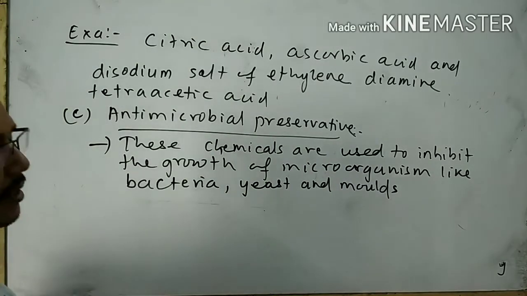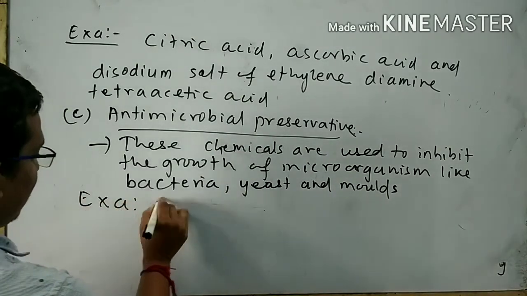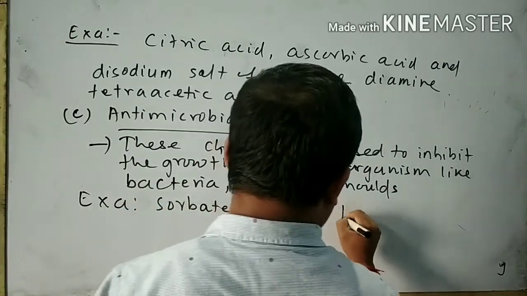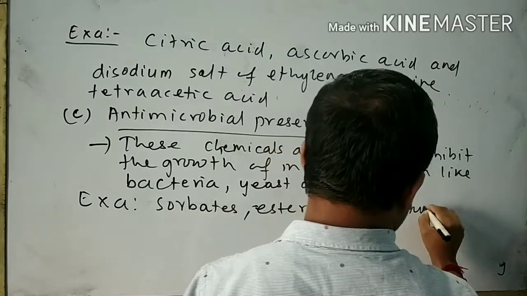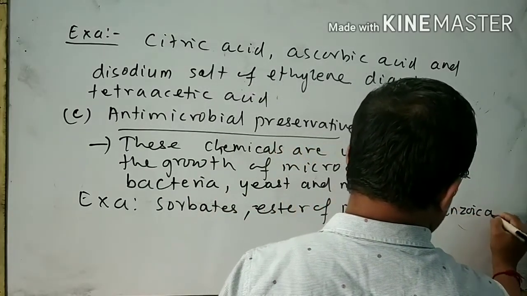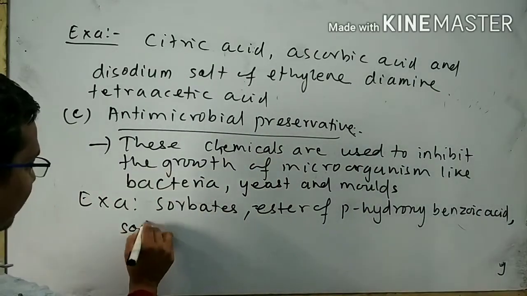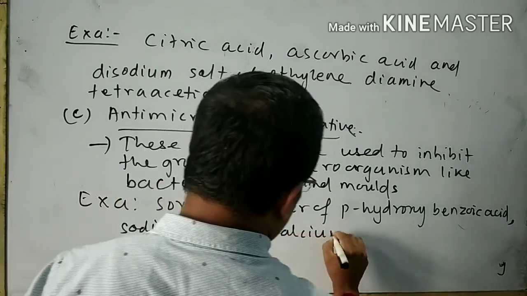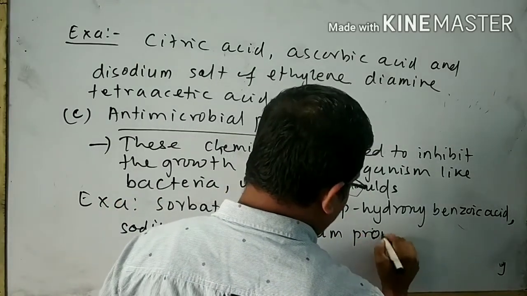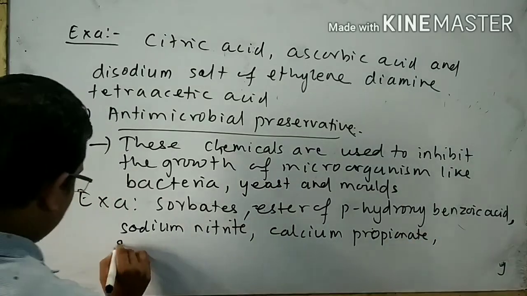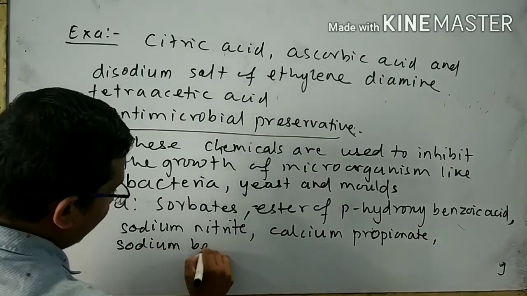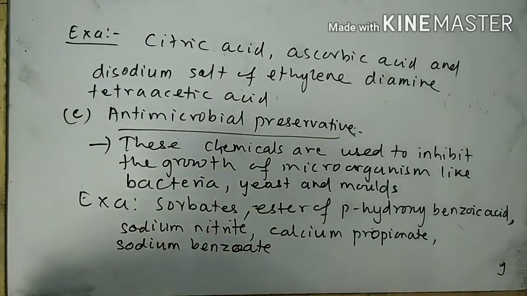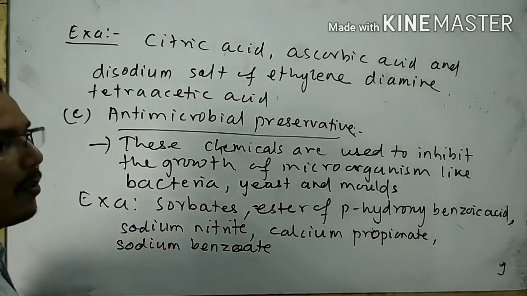Examples of antimicrobial preservatives are sorbates, esters of parahydroxybenzoic acid, sodium nitrite, calcium propionate, sodium benzoate. These are the examples of antimicrobial preservative. This is all about your preservative.